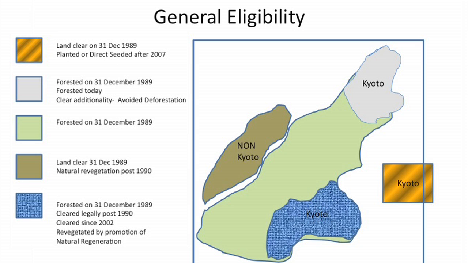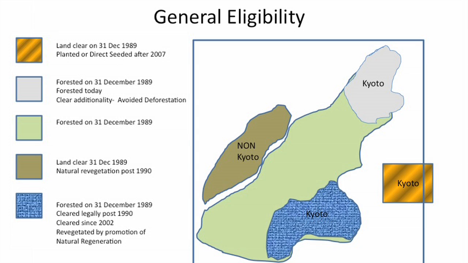Over the other side, that unattractive looking blob where it says non-Kyoto is natural regeneration that is occurring on land that was clear in 1990. That creates non-Kyoto credits. This bit in here, the blue blob, is basically an area that was forested in 1990, was legally cleared after 1990, and is now regenerating. That creates Kyoto credits. And then an area at the top here, which is forested now, was forested in 1990, but is at risk of being cleared.